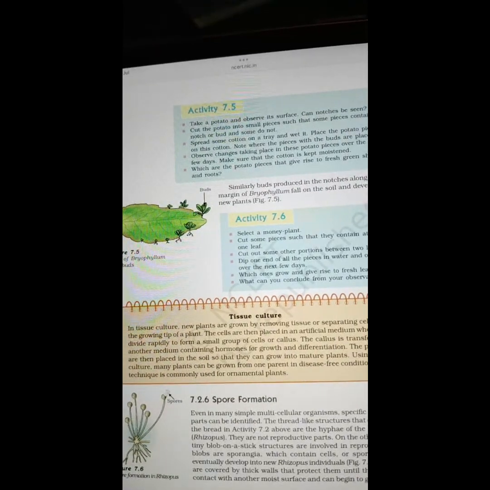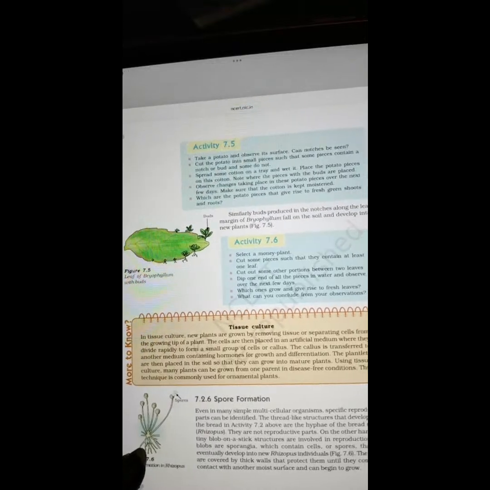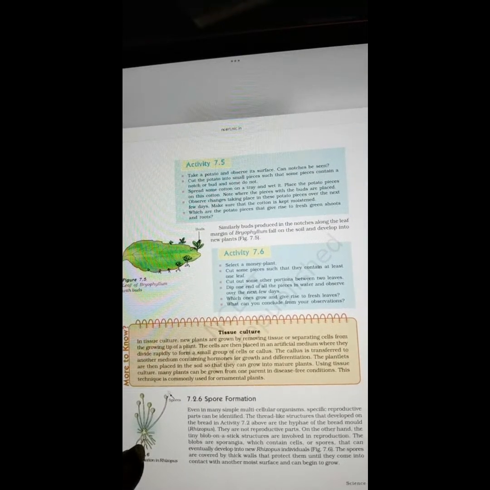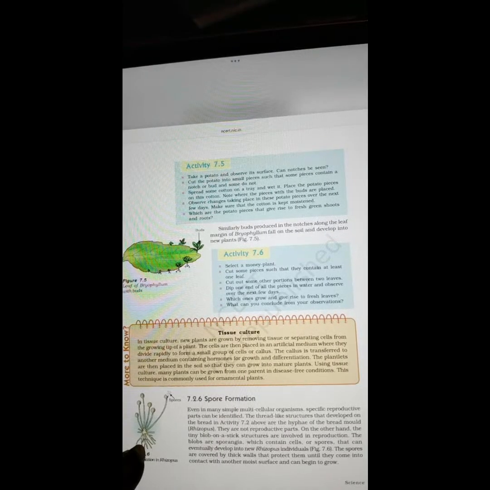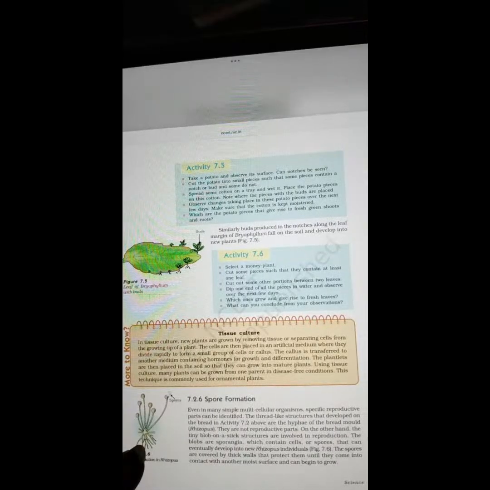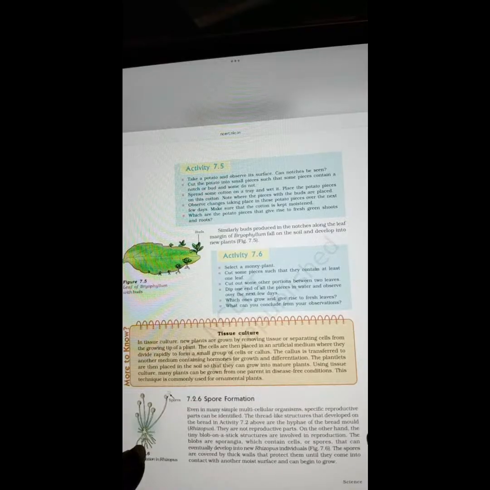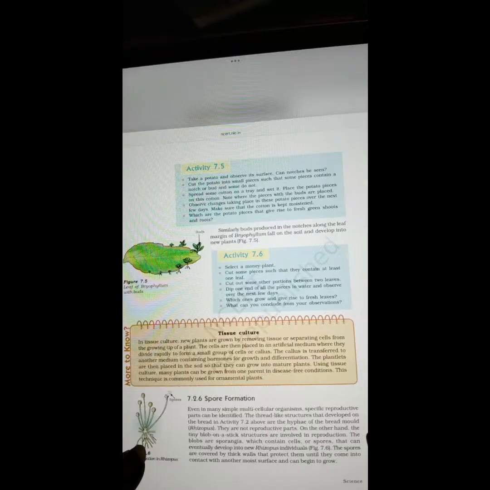So this is a block on tissue culture. I hope it is visible. In tissue culture, new plants are grown by removing tissue or separating cells from the growing tip of a plant. The cells are then placed in an artificial medium where they divide rapidly to form a small group of cells or callus. The callus is transferred to another medium containing hormones for growth and differentiation. The plantlets are then placed in the soil so that they can grow into mature plants.